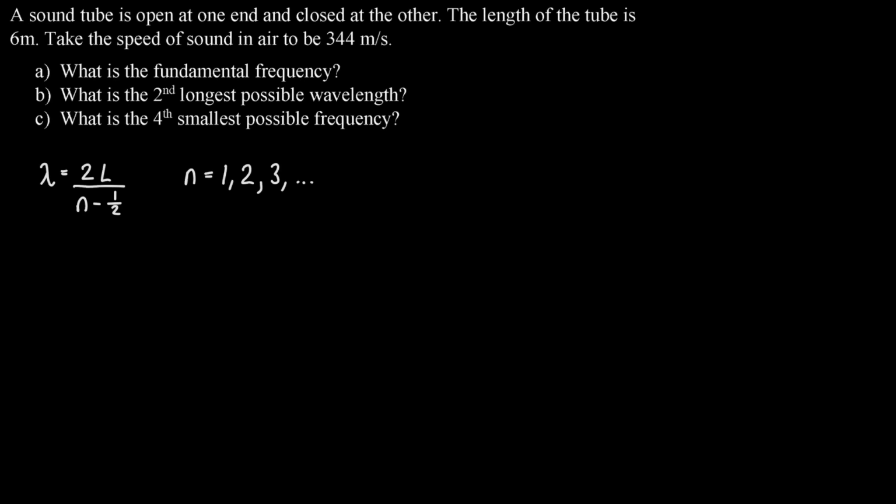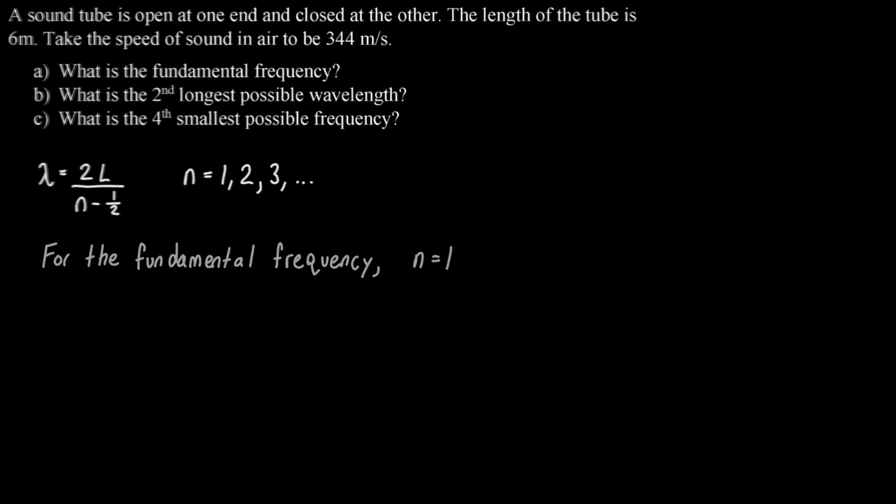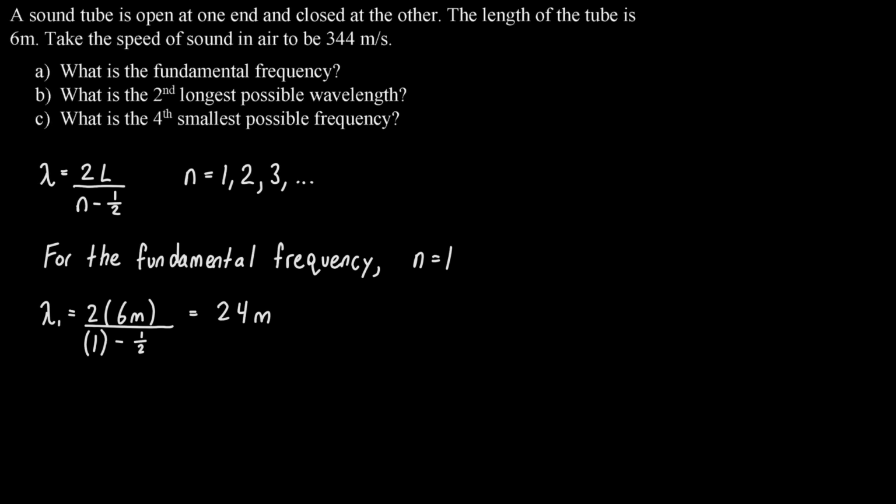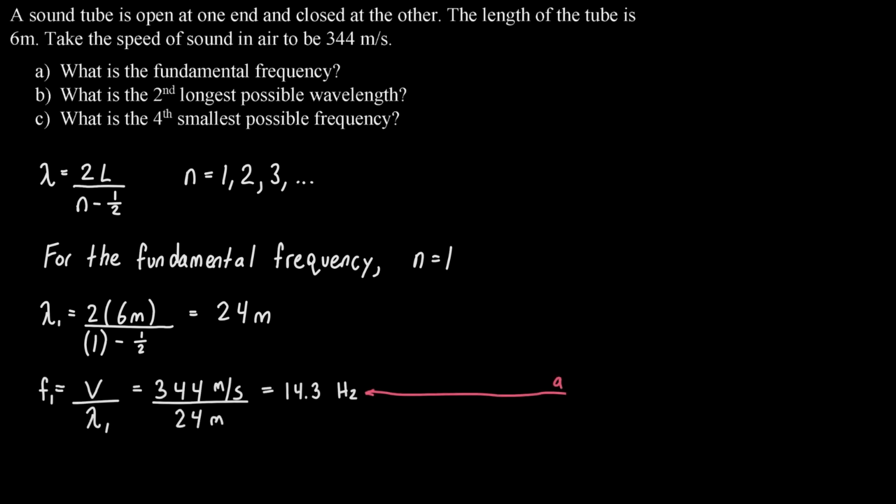So we know that it's open at one end and closed at the other end, so we're going to have the n minus a half on the bottom of our wavelength equation. For the fundamental frequency, that just means that n is equal to 1. So for the fundamental wavelength, we can calculate that first by saying 2 times 6 meters over 1 minus a half, and that gives us 24 meters for that wavelength. Now we can use that in our other equation to calculate our frequency. So our frequency is going to be the speed of sound divided by that wavelength, and we end up with 14.3 hertz as the fundamental frequency.